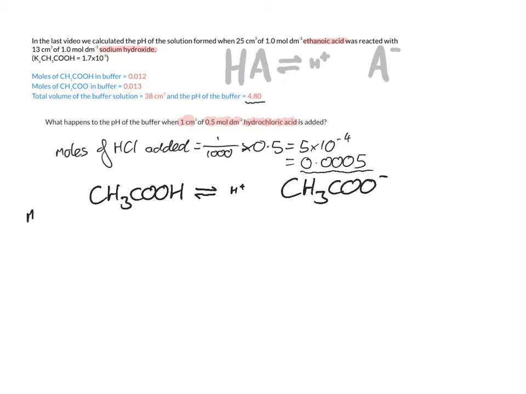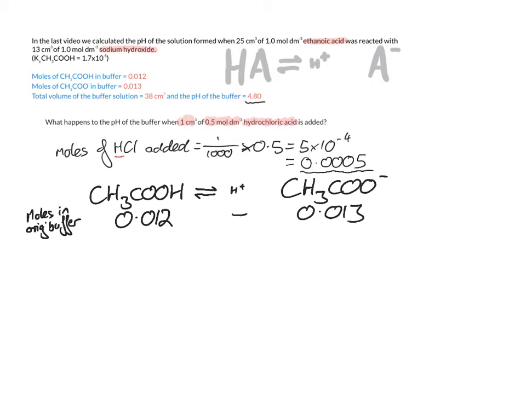So what do we know? Moles in original buffer. Well, what have we got from the previous question? We've got 0.012 of that. We've got an amount of H plus, but it's very small, and that is what we're trying to calculate. So unlike a lot of equilibrium calculations where we have numbers for everything in the equilibrium, we don't actually have a number for H plus here, so we'll just leave that by the by. And the A minus, the CH3COO minus, the ethanoate, 0.013. Okay, so what's happening?